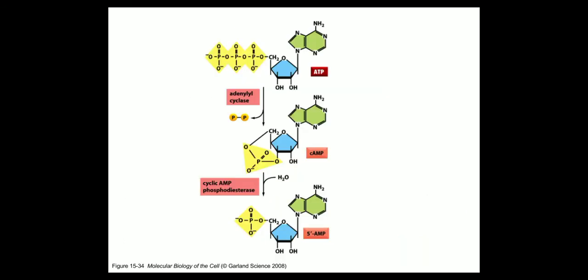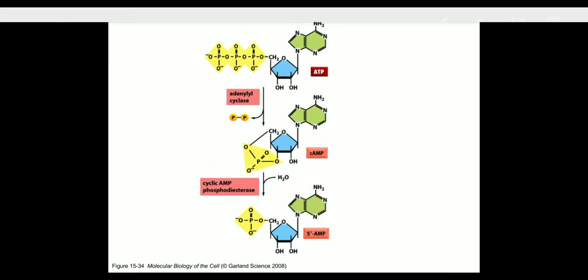So now let's see. These are the structural forms of adenylyl cyclase and cAMP (cyclic AMP) phosphodiesterase. Here you can see and get the information. Okay, now let's move on.